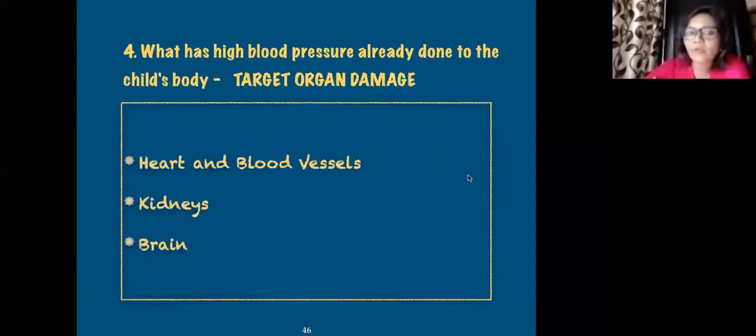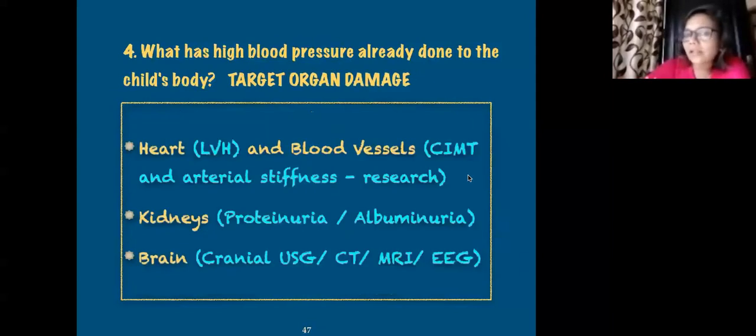Now we come to point number 4. What has high blood pressure already done to the child's body, which means target organ damage. You have to look at what the blood pressure has done to the heart, blood vessels, kidneys, and the brain. For the heart, you look at LVH. For blood vessels, it is currently in the research setting, where you look for carotid intima medial thickness. But yes, you should know that these are the things which you could assess if required. Kidneys, of course, proteinuria, albuminuria. And brain, depending on the clinical presentation, you can use either an ultrasound or CT or MRI or EEG, whichever suits the clinical situation.